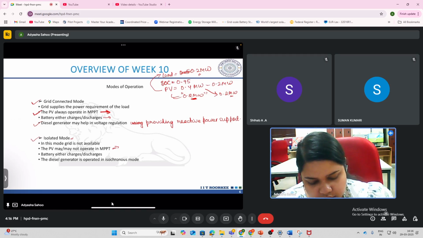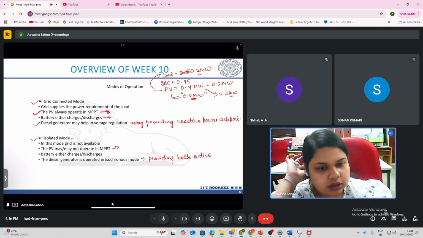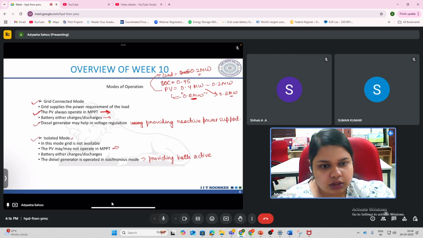And here the DG is operating in the isochronous mode, meaning it is providing both active and reactive power support. Because it may happen that the PV alone is generating less than the load requirement, and in those cases you have to use the DG to supply the active power, and it will also help in supporting the voltage through the reactive power.